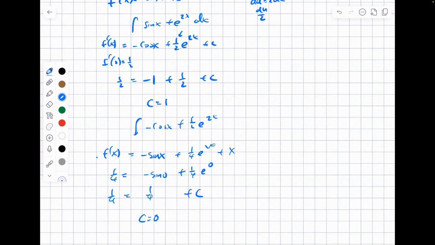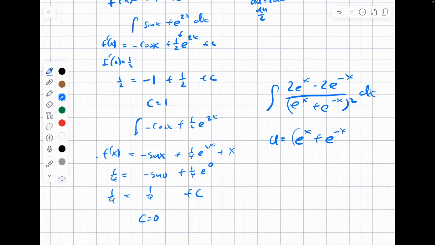104 is a good question. The integral of 2e to the x minus 2e to the negative x over e to the x plus e to the negative x, squared. I like this question because it has a chain rule. Let u equal to e to the x plus e to the negative x, parentheses squared. Then du is equal to 2e to the x minus 2e to the negative x.